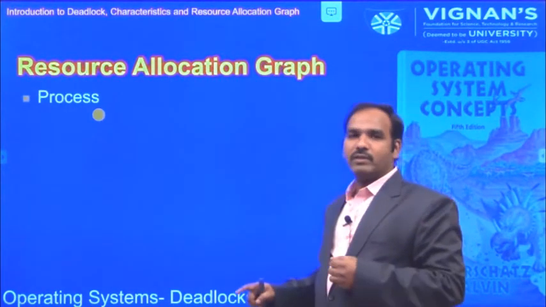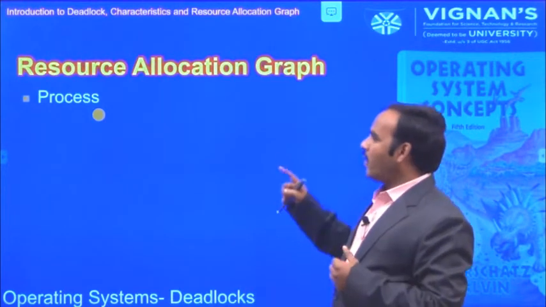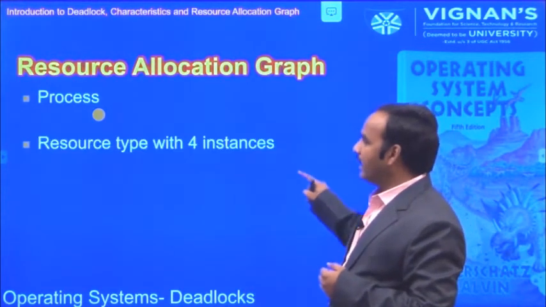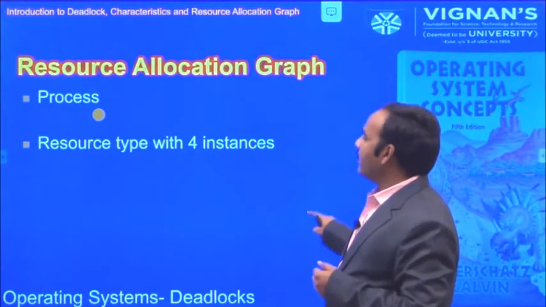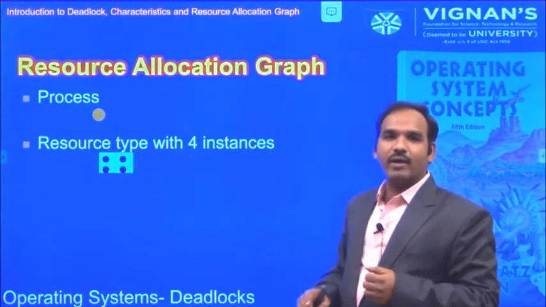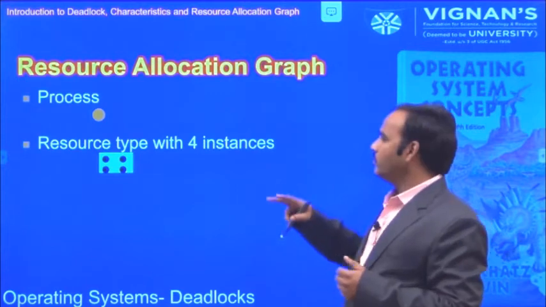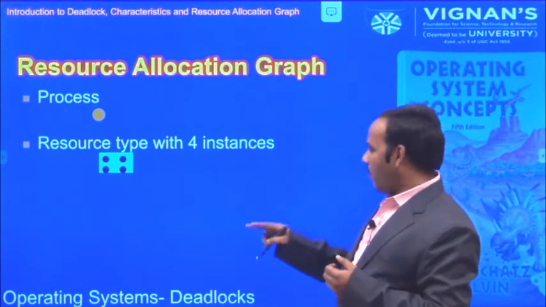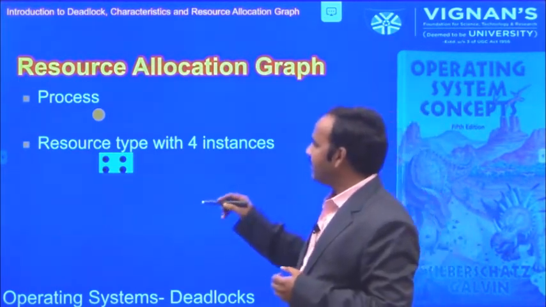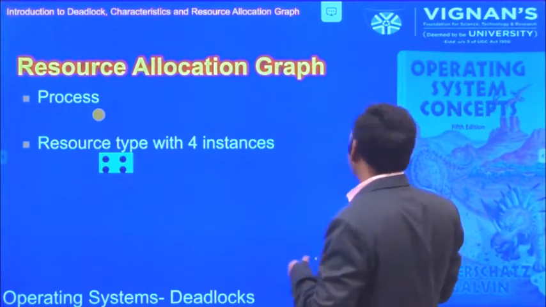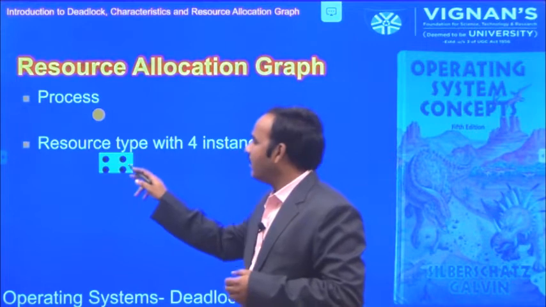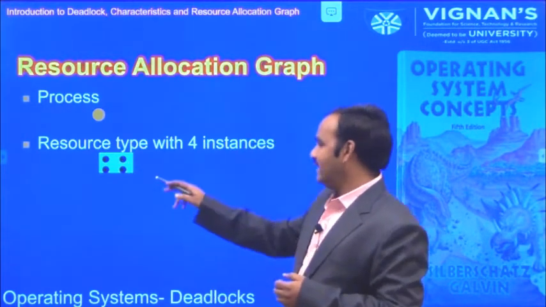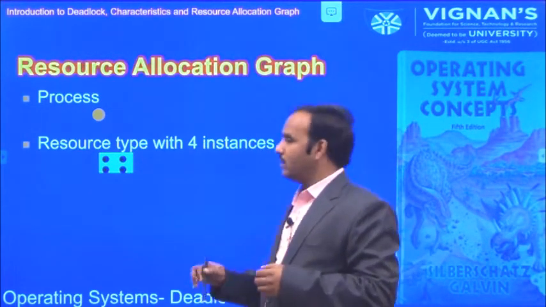Here, how are the processes represented in the graph? A process is represented using a circle, and the resource type is represented using a square or a rectangle, so using a box. Inside the box there are some dots. What is the meaning of this dot? The meaning of this dot is an instance of that resource.